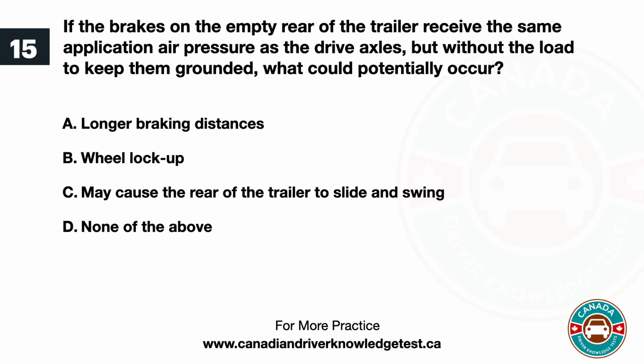Question 15. If the brakes on the empty rear of the trailer receive the same application air pressure as the drive axles, but without the load to keep them grounded, what could potentially occur? A. Longer braking distances. B. Wheel lockup. C. May cause the rear of the trailer to slide and swing. D. None of the above. The answer is C. May cause the rear of the trailer to slide and swing.